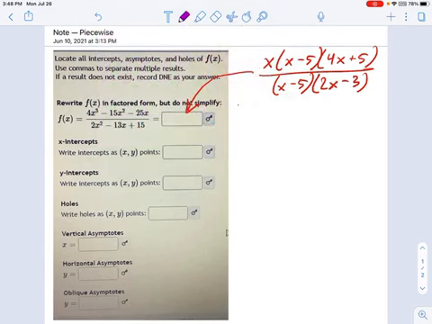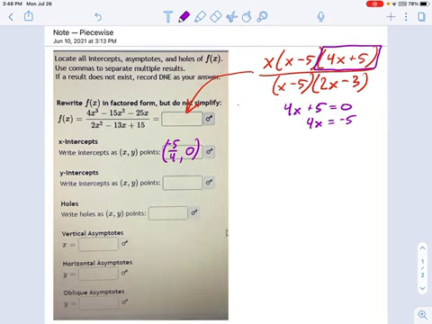Now, what are x-intercepts? Those are factors on the top which are not on the bottom. So I have one of those right here, 4x plus 5. So the x-intercept is at negative 5 over 4, comma 0. And where did that come from? Well, we solved it. 4x plus 5 equals 0. So that's 4x equals negative 5, x equals negative 5 over 4.